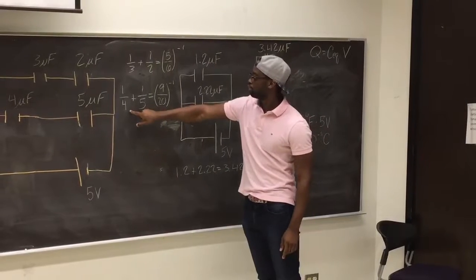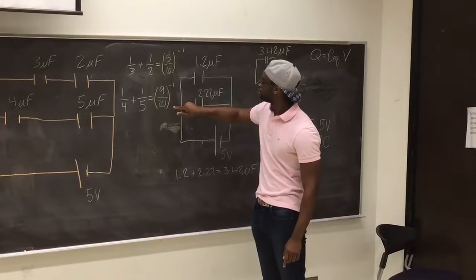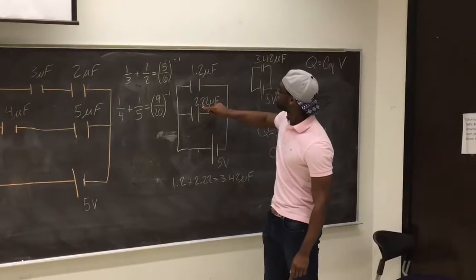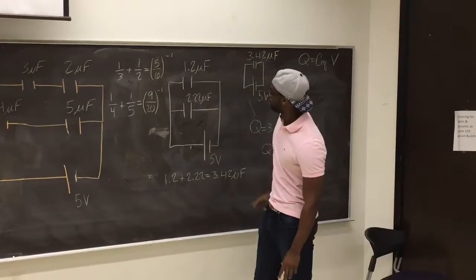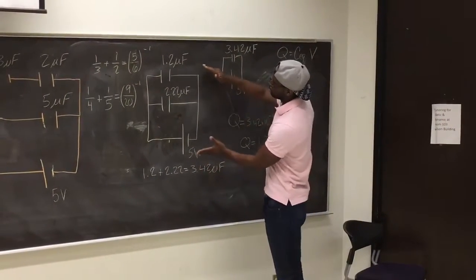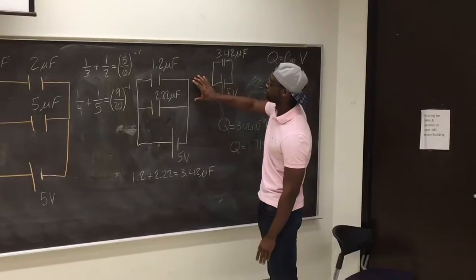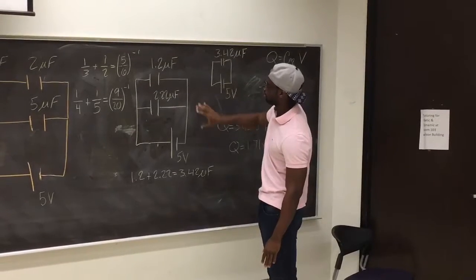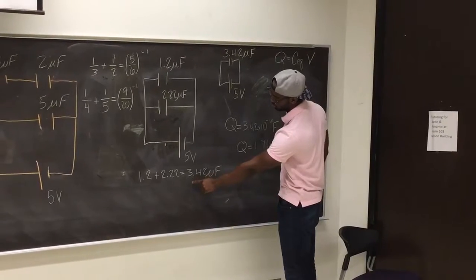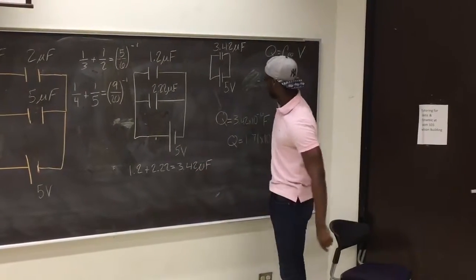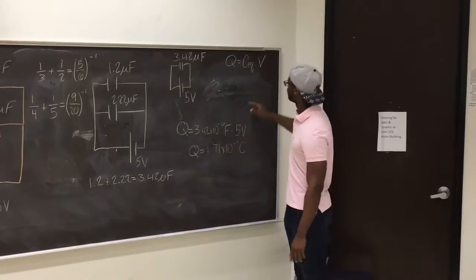And then we did 1 over 4 plus 1 over 5, which gives us 9 over 20, and then you take the inverse of that, and then you get 2.22 microfarads. And then you draw a smaller circuit where you can see that calculation, and at this point the circuit is in parallel, and then you add both of these, which we did down here in the bottom, and you get 3.42 microfarads.